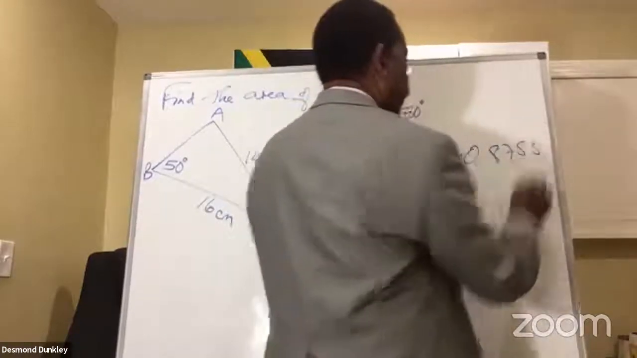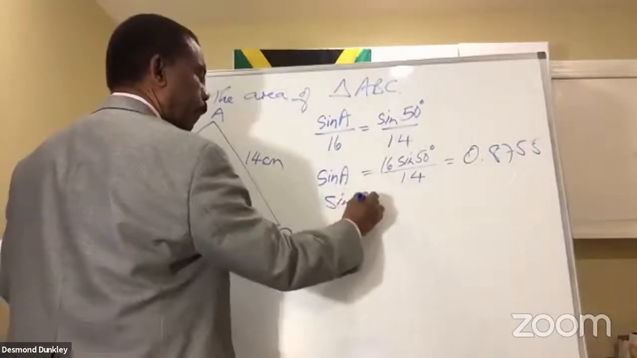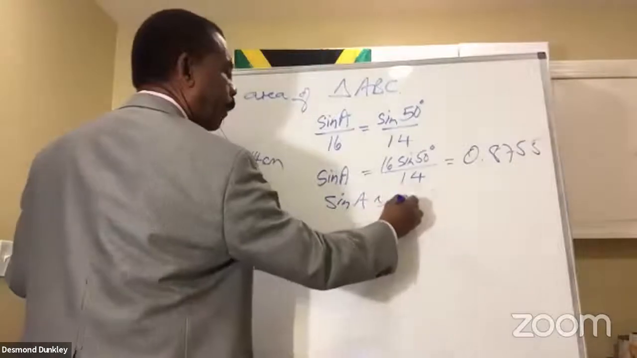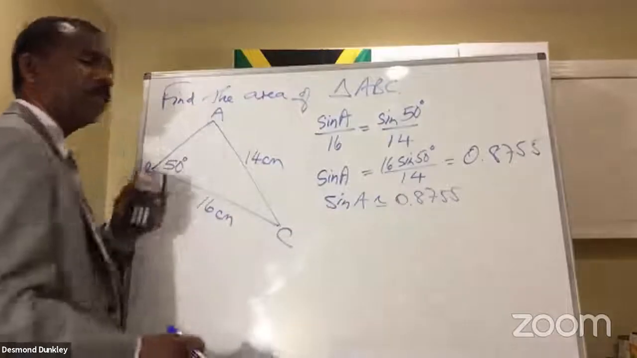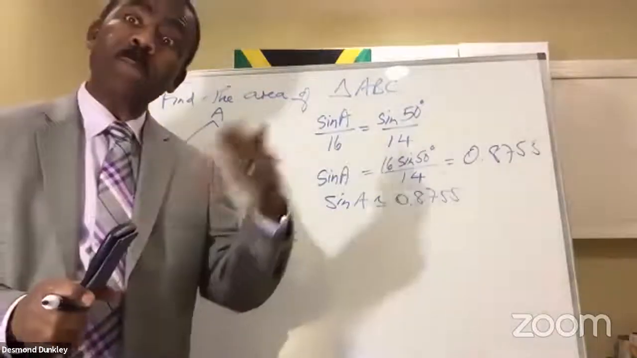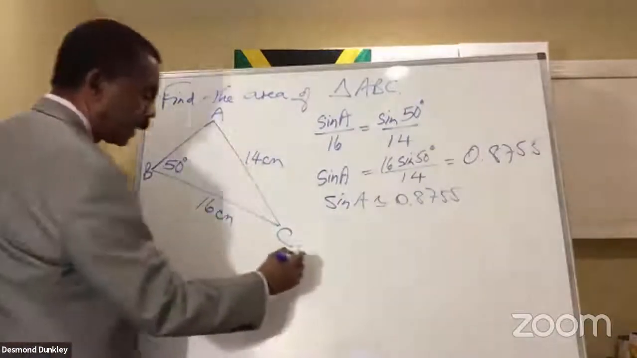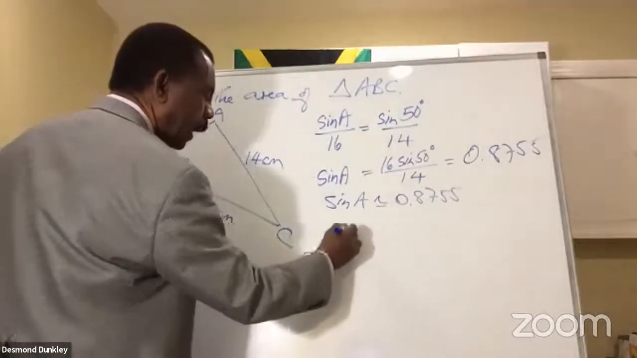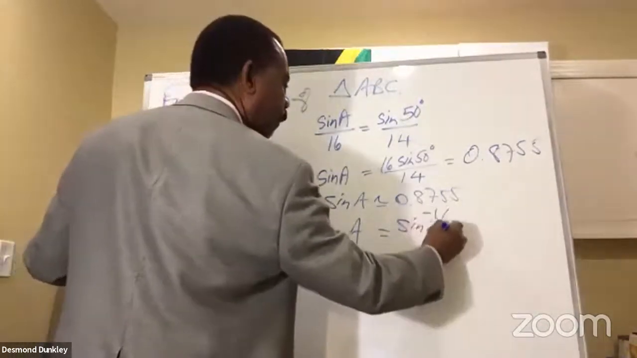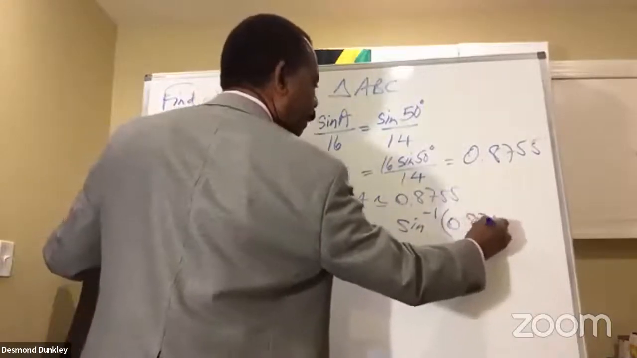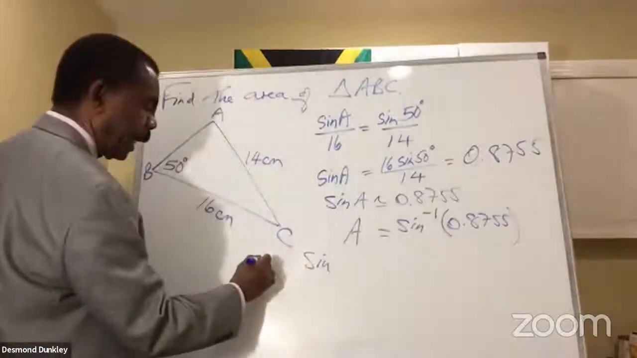8755, 4 decimal places. So sine of A is approximately equal to 0.8755. To get rid of the sine, we have to do the inverse of sine, which is sine to the -1, or arc. So A is equal to sine to the -1 of 0.8755.